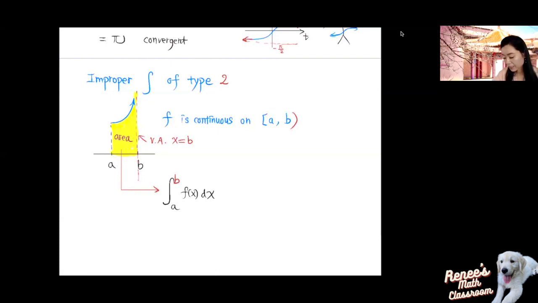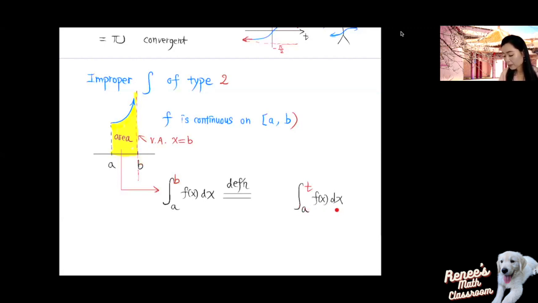So we're going to define this, similarly to before. We replace the part that is causing the trouble, the B, by t, where t represents any real number between a and b, so less than b. Now that will be a proper integral because the discontinuity is only at b.